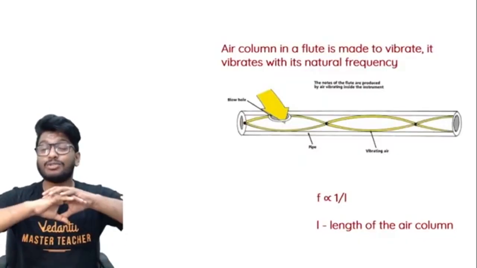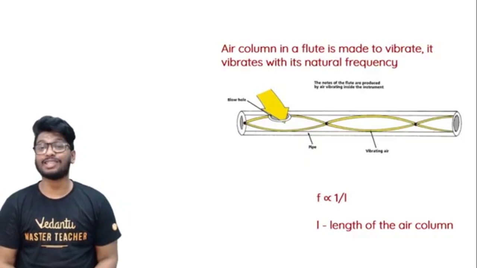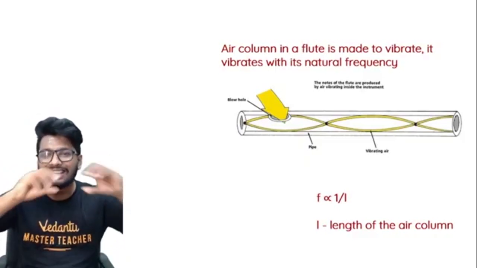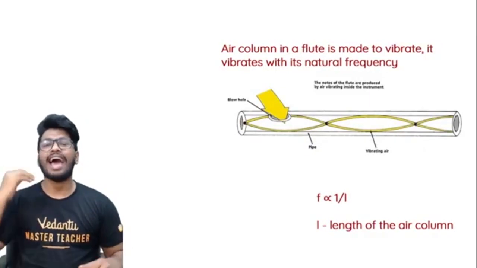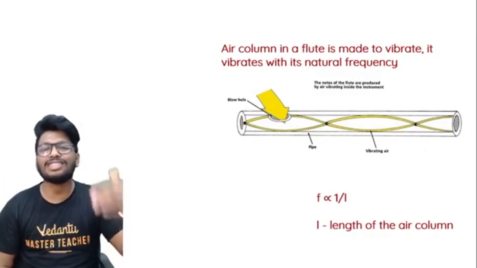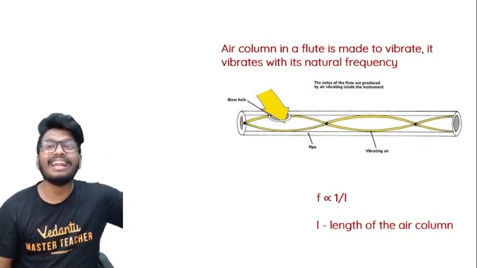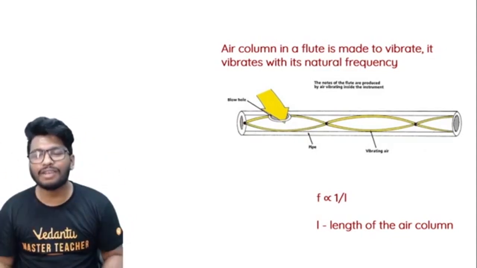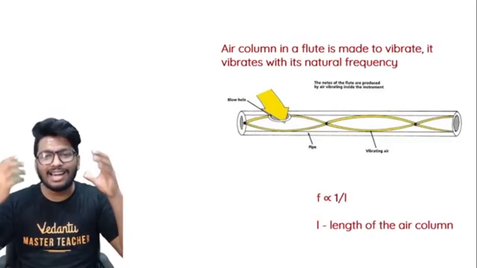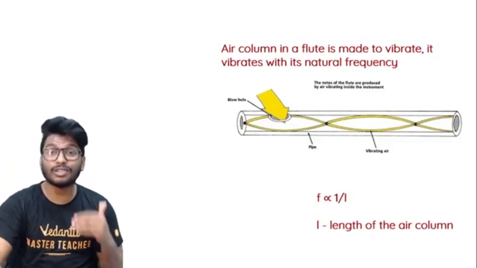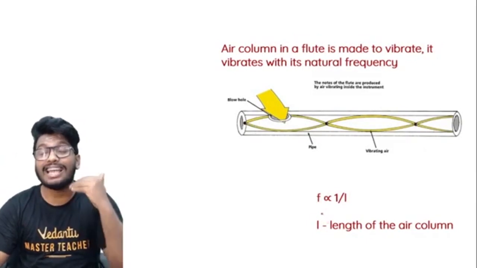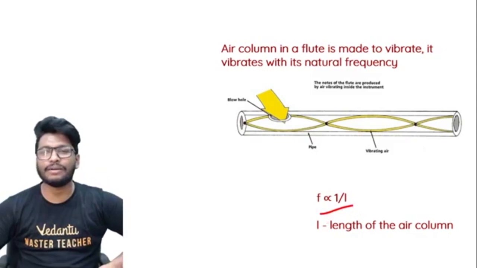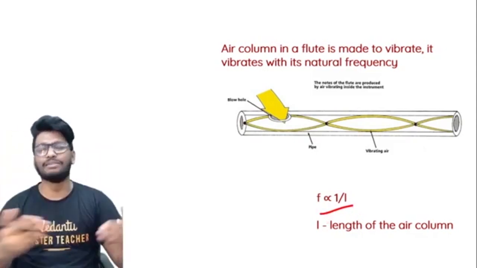The same goes with a lot of musical instruments as well, from the flute, because in a flute you have air particles inside. There's an air column inside of it, and that air column also starts to vibrate with its own natural frequency. You just blow it, but then it's the natural frequency of the air that it vibrates with, and that is what produces a sound. And here also the relationship is F is inversely proportional to length. So greater the length, lesser would be the frequency. Lesser the length, the greater would be the frequency.